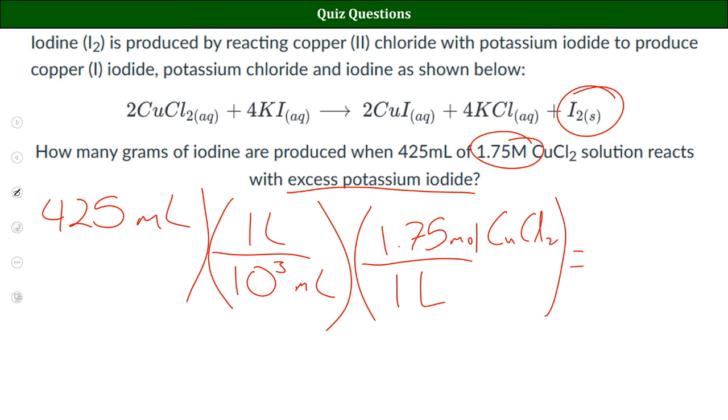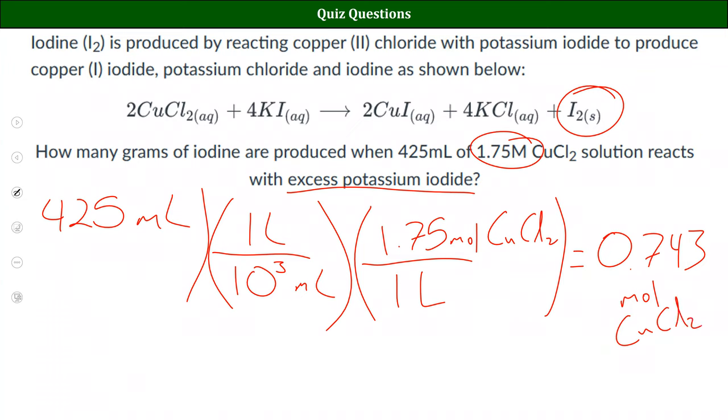We get something around 0.8, where we get from moles, 0.74375. What do we do with sig figs? Round off. But where? Three. We do sig figs because we started with 425 milliliters, and this is also a measured number. Concentrations are also measured, right? So 3 sig figs there, 3 sig figs there. Our answer should have 3 sig figs. That gives us moles of copper(II) chloride.